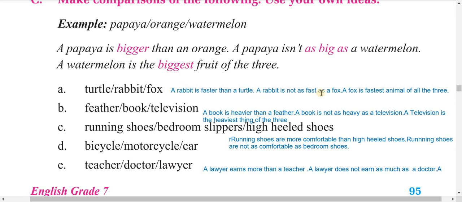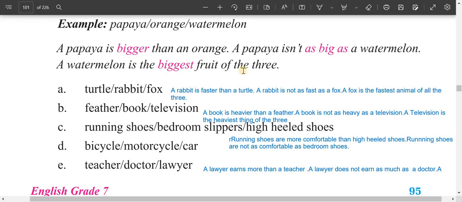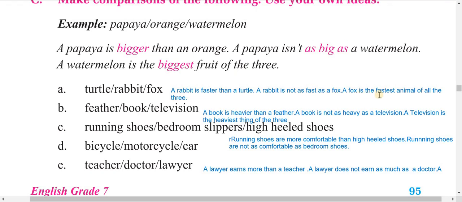A rabbit is not as fast as a fox. A fox is the fastest. Here "the" is missing. You write "the". A fox is the fastest animal of all three. Here you have to use the missing "the". Okay, let's say a fox is the fastest animal of all the three.